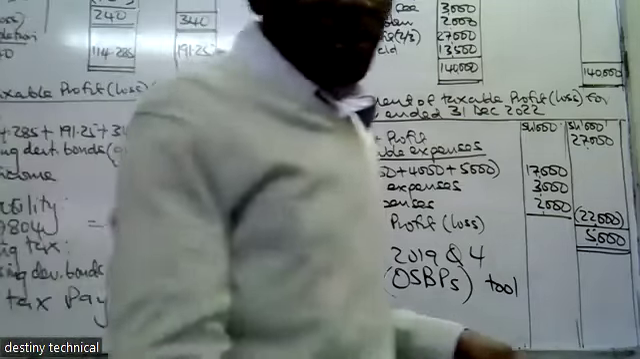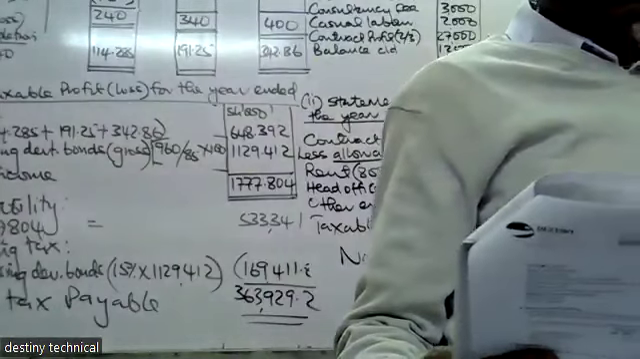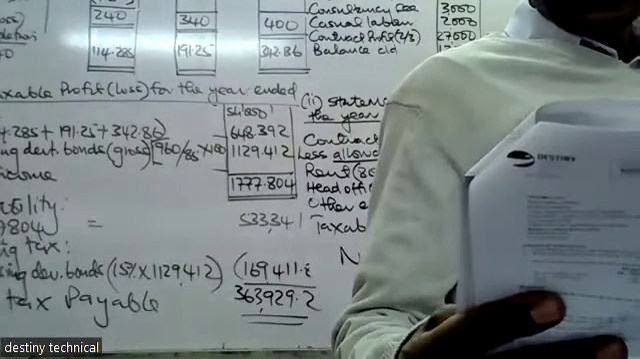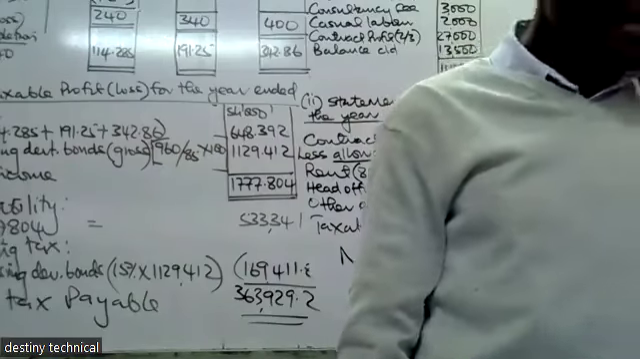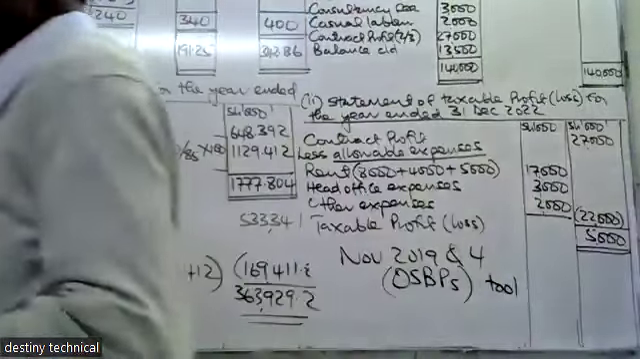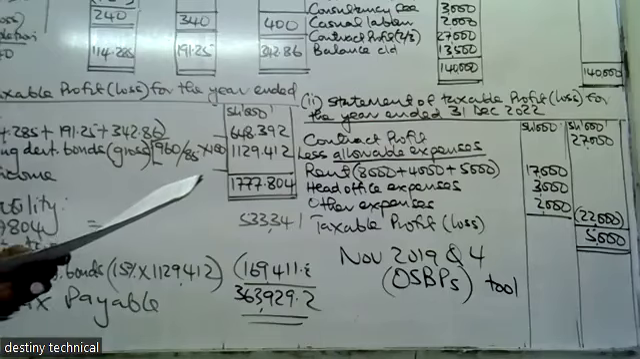Then Roman 2 was asking us to explain what is the benefit of this. So what is the benefit? So summarize 4 benefits of OSBPs. So just say benefits of OSBPs.